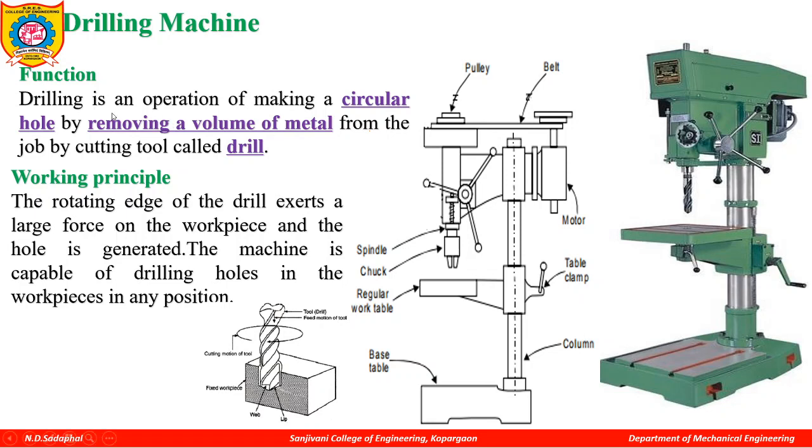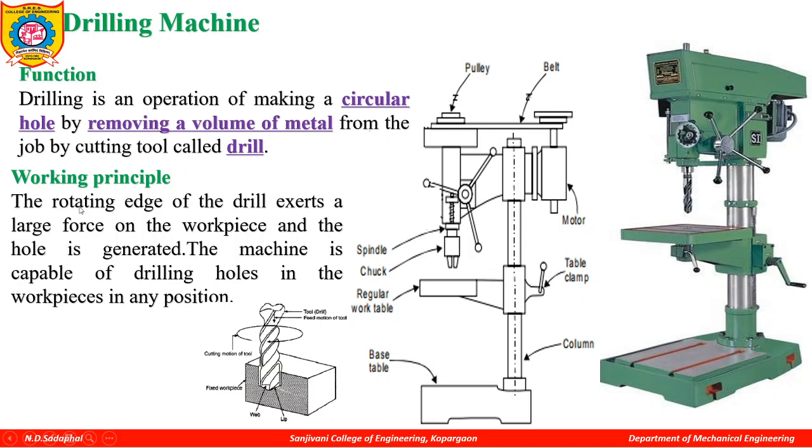Drilling is an operation of making a circular hole by removing a volume of metal. When you want to make a hole inside the workpiece, you have to remove something from the workpiece. So a circular hole is made by removing a volume of metal from a workpiece by using a cutting tool. The cutting tool is called a drill. So this is a drill here.